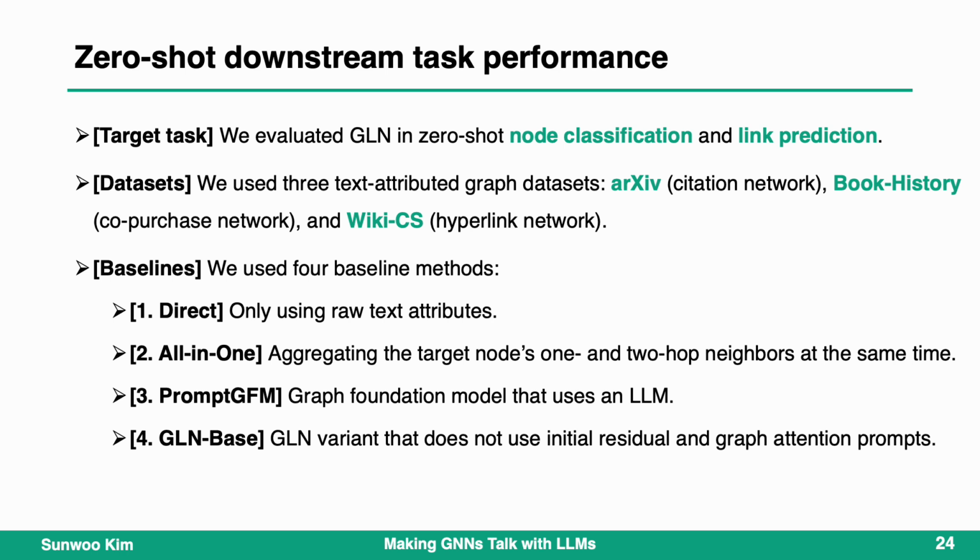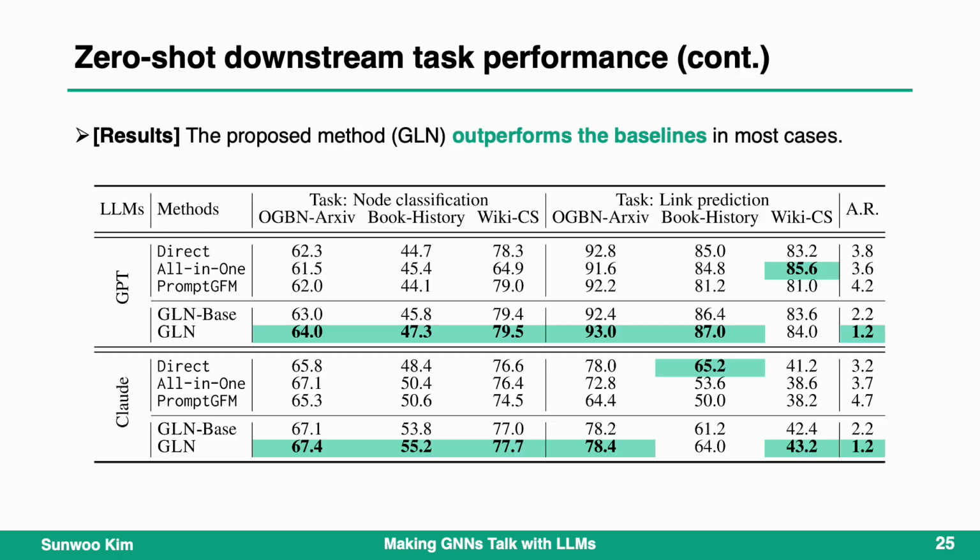We now evaluate the downstream task performance of GLN in node classification and link prediction against 4 baseline methods. As shown in the table, GLN outperforms the baseline method in most cases, demonstrating its strong zero-shot performance.